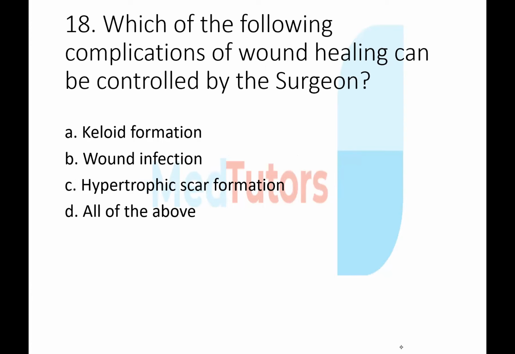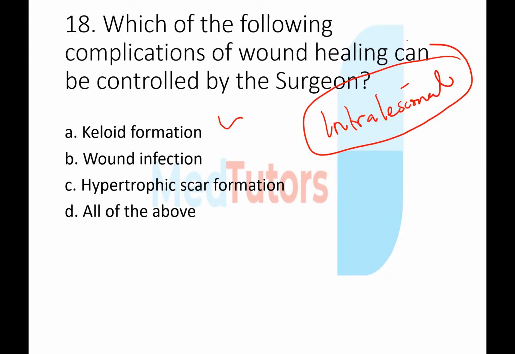Which of the following complications of wound healing can be controlled by the surgeon? We are talking about a complication that can be controlled by the surgeon now. Keloid formation, wound infection, hypertrophic scar formation, all of the above. The answer is all of the above, because for keloid formation, if a patient has keloidal tendency, okay? Now, if you are excising a keloid, you have to go intralesional. If not, it's going to recur, okay?